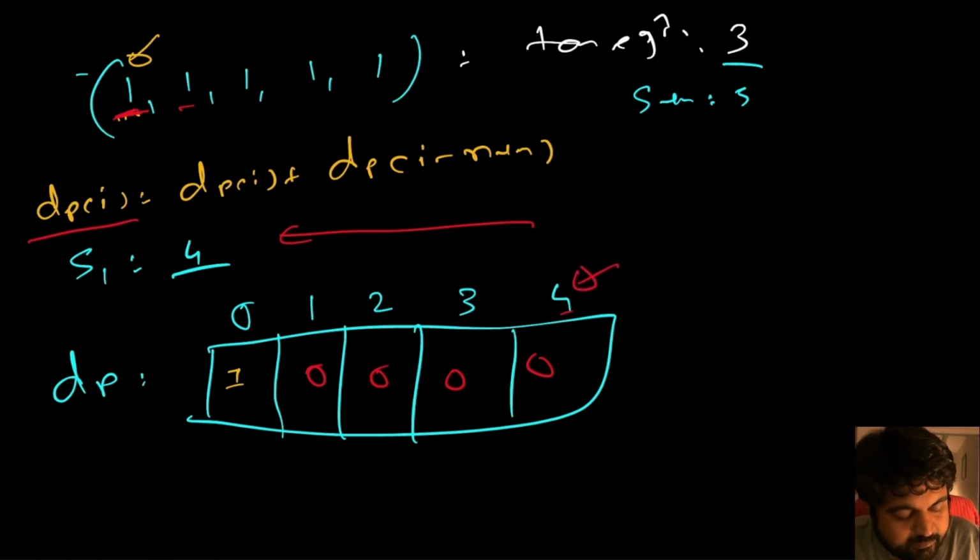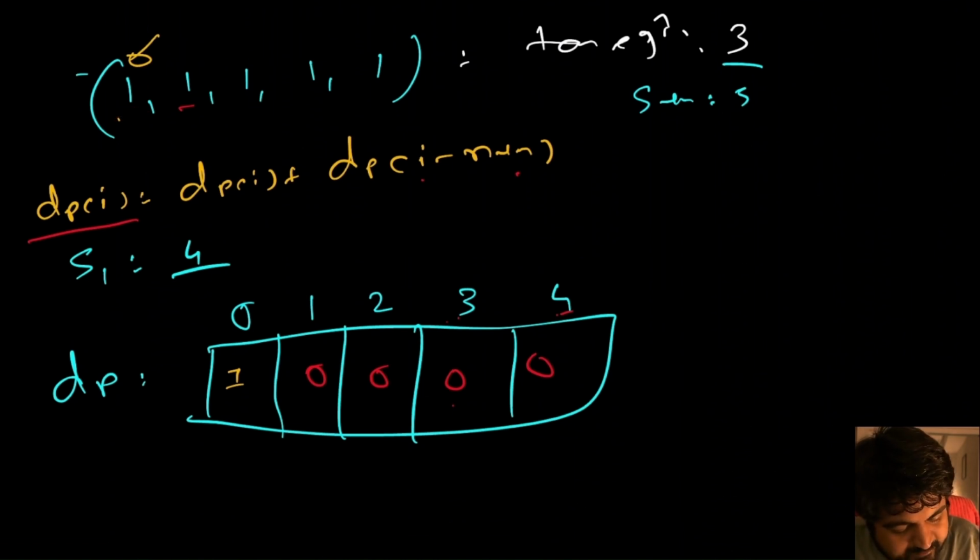Currently the value of value number 4 is 0, so this value is going to be 0 and dp of I minus num, so 4 minus 1 is going to be 3. This is also 0. So we are not bothered to check or update this value number 4, because there are no ways we can generate value number 4 using just 1.